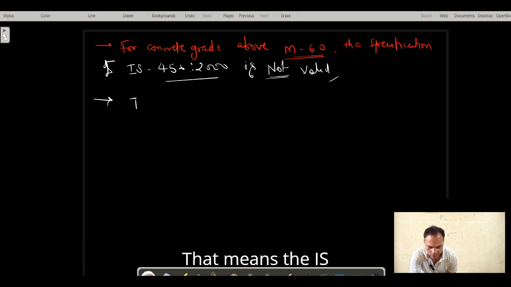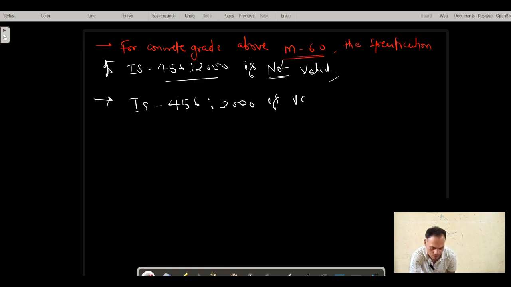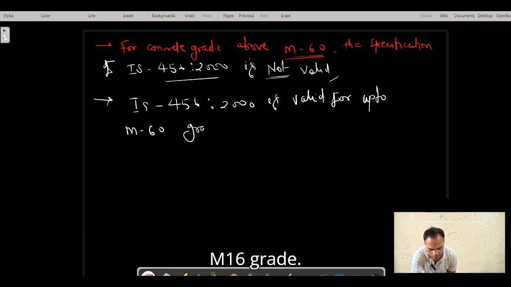That means IS 456:2000 is valid for up to M60 grade of concrete.